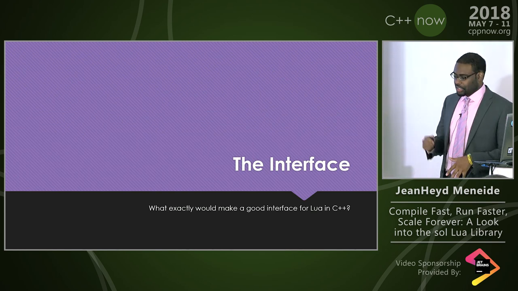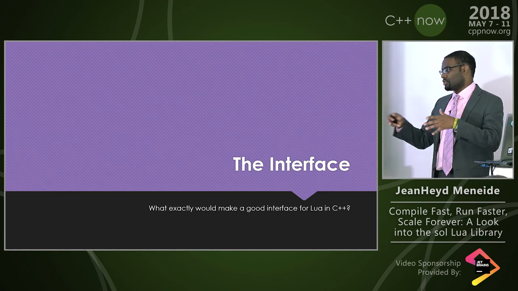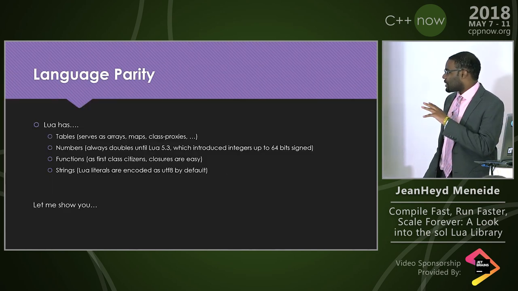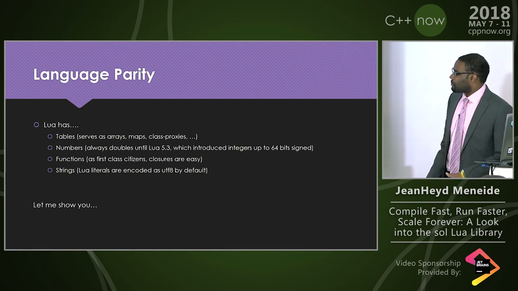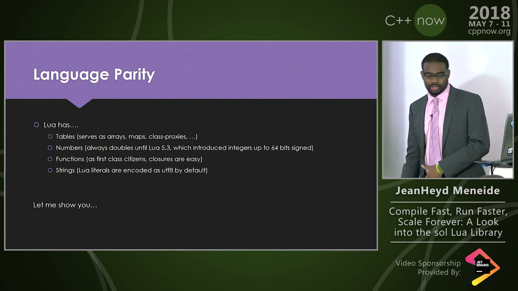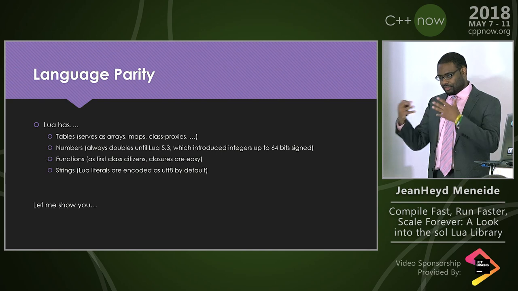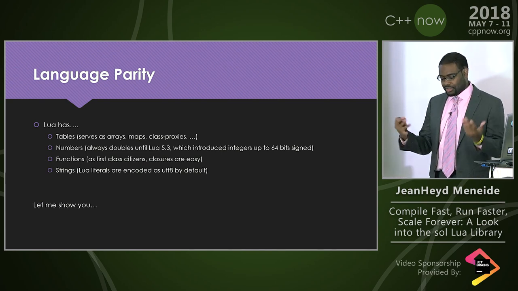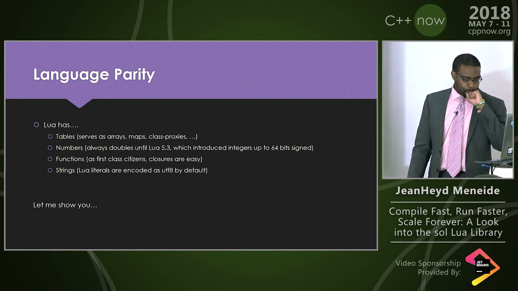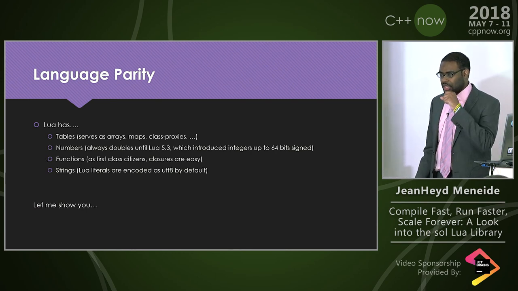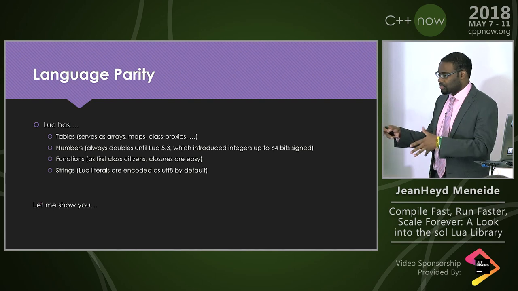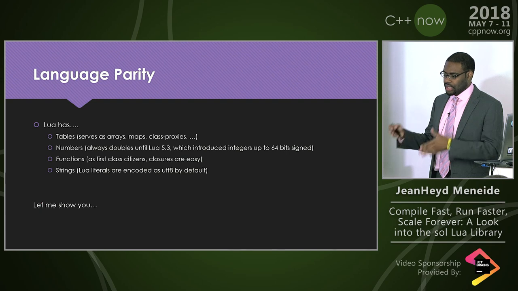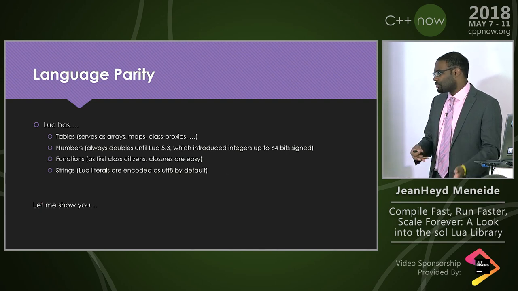So I want to talk a little bit about the interface. What exactly would a good interface for Lua in C++ look like? One of the things I want to talk about is language parity. Lua has all these constructs, like tables, strings, and functions as first-class citizens, with closures and all of that. And of course, it has numbers and strings and all that kind of fun stuff. So the idea here is that if you're going to embed a language in your other language, what you embed should look a lot like your target scripting language, right?